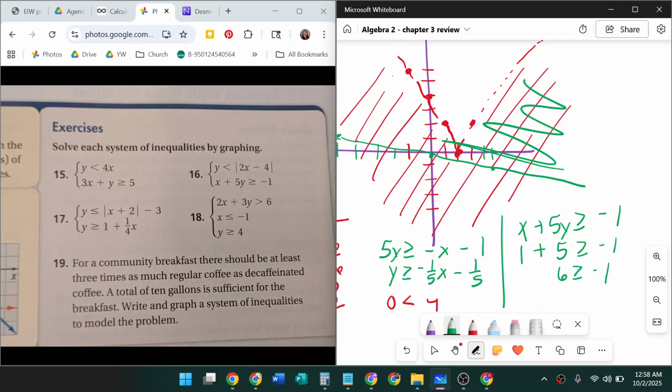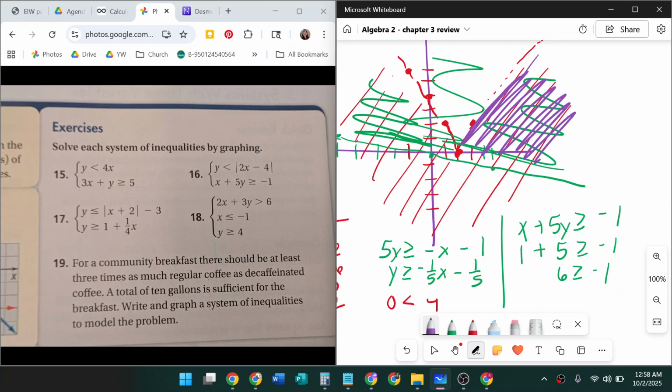So everything above this, and I could go ahead and color over here, I guess, too. But the idea is that this area has been shaded with both green and red, and so has this, and it includes the line. So that would be the solution. You have to do these by graphing because that's just the way they work.